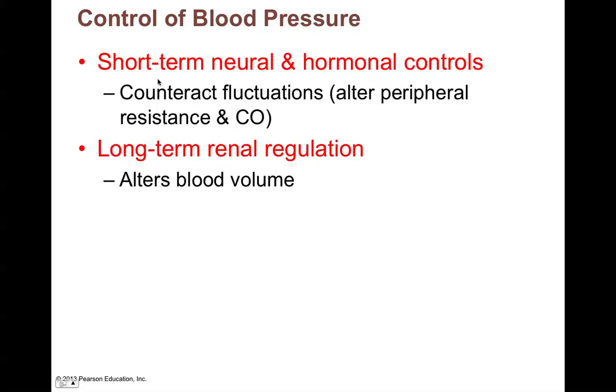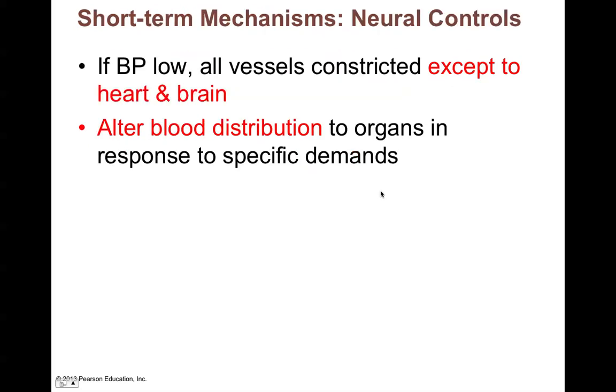Control of blood pressure. There are short-term neural and hormonal controls. They counteract the fluctuations. In other words, they alter peripheral resistance and cardiac output. There's also long-term renal regulation that can alter blood volume. As blood pressure goes up and fluid is delivered to the kidneys, any excess water will be removed by the kidneys. If there's not enough water in the system, the kidneys will conserve that water to keep your blood pressure high enough to allow blood to circulate.